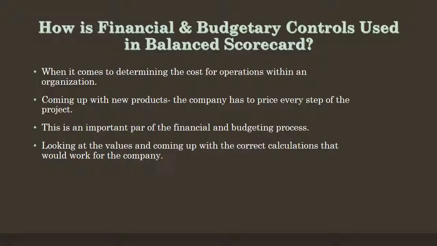How is financial and budgetary control used in a balanced scorecard? When it comes to determining the cost for operations within the organization, coming up with new products, the company has to price every step of the project. You want to look at how much it's going to cost and is it in the budget. This is an important part of the financial and budgeting process. Looking at the values and coming up with the correct calculations that would work for the company.